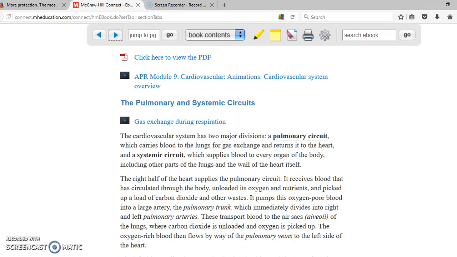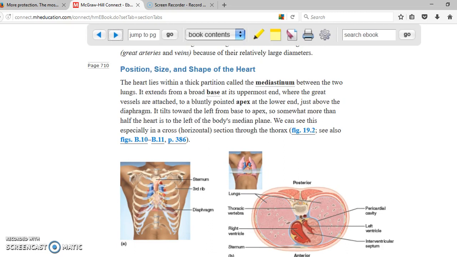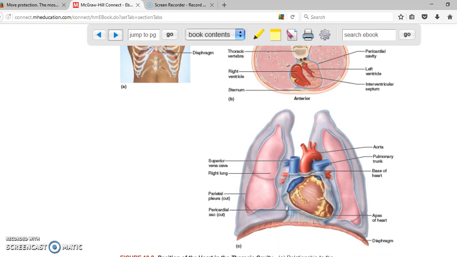Okay, so therefore there are two different types of circuits or circulation. One of them is going to be the pulmonary circulation, and the other one is going to be the systemic circulation. The heart is located in the middle of the thoracic cavity in a space called the mediastinum. As you can see here, that's the space it occupies, and it's located in between the two lungs, as you can clearly see here in this figure.